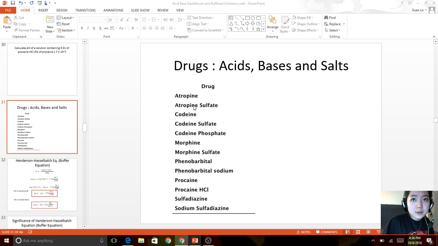Also, you should be able to look at a salt and be able to tell if the drug that was treated was weakly acidic or basic. So by looking at atropine sulfate right here, we can tell that it was obviously treated by sulfuric acid, which is acidic, so this was obviously weakly basic.